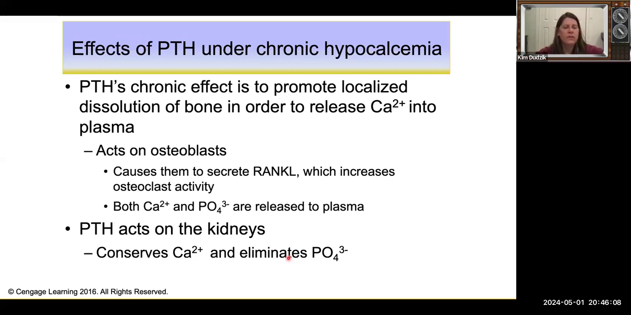Now, what if you have a situation where we have what's called chronic hypocalcemia? Okay, low calcium in the blood chronically means over the long term. So its chronic effect, or its long-term effect, this hormone, parathyroid hormone, is to promote the localized dissolution of bone in order to release calcium into the plasma. This is breaking down bone. Okay. How does it do that?